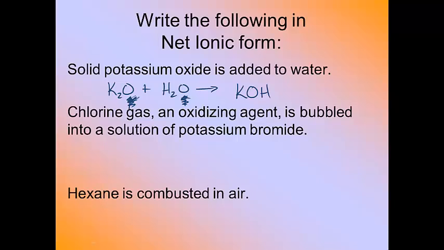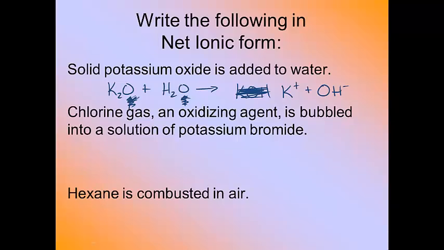Now, here's the thing. Potassium oxide has been added to water, so now this is aqueous. And potassium hydroxide is a strong base, which means that it's not going to be KOH, it'll be K plus OH minus, because that strong base will completely dissociate in water and turn into ions. So let's go on to the next one.